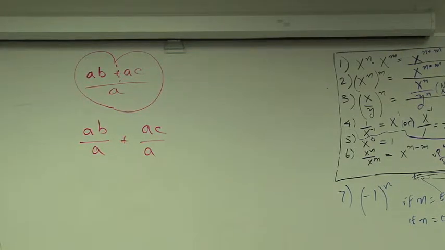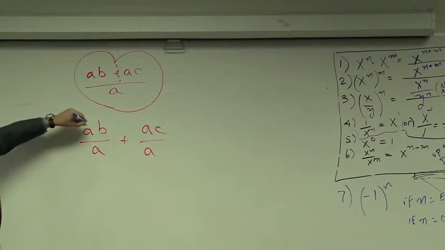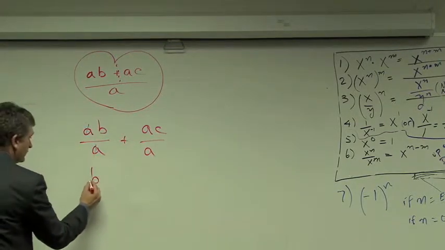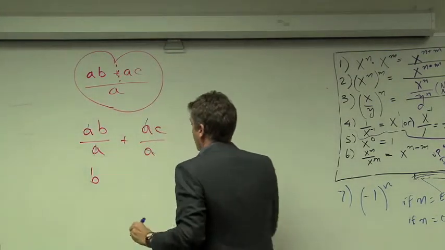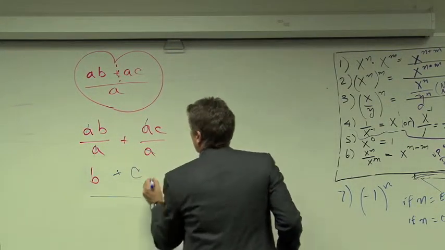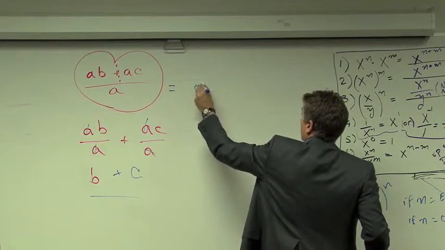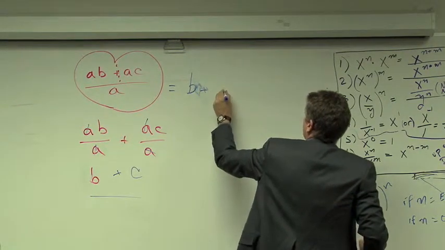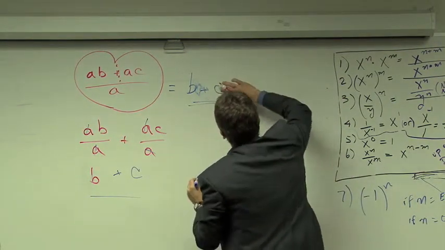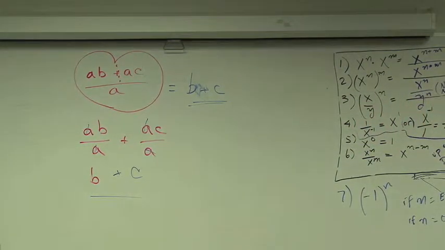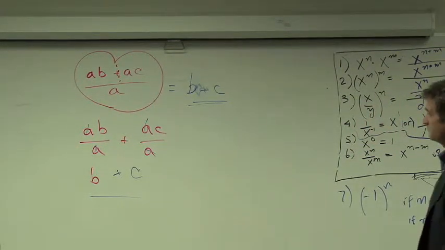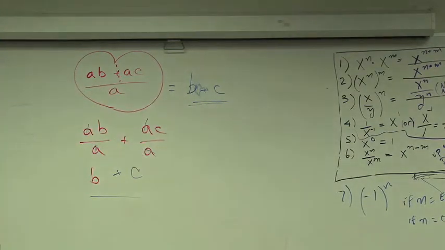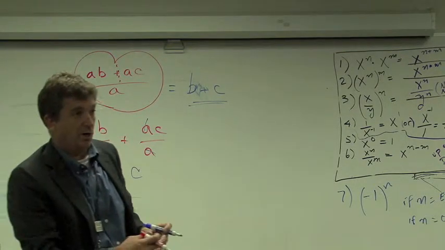So now I can cancel out my A's and just get B. Cancel out my A's and just get C. So my result is B plus C. Okay? So that's how we're going to do it. That's the gist of it. This is the symbolic representation, where I'm just using symbols.